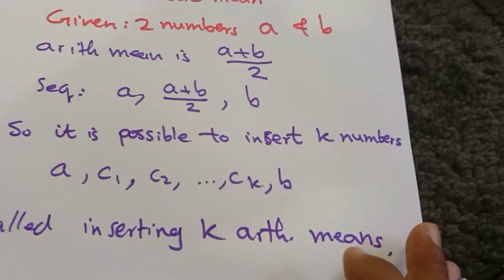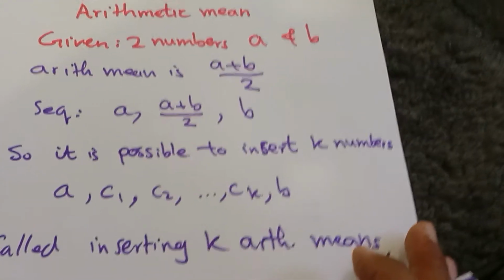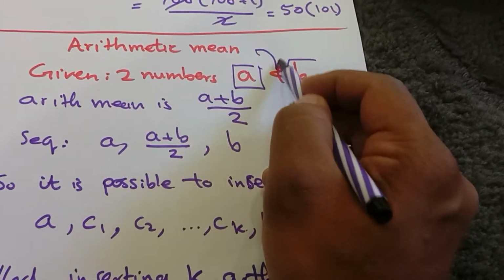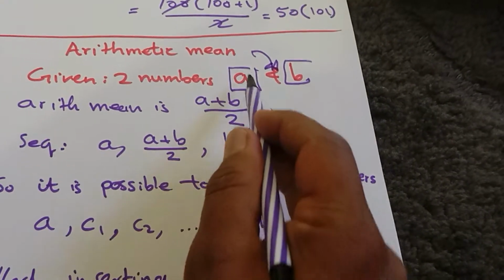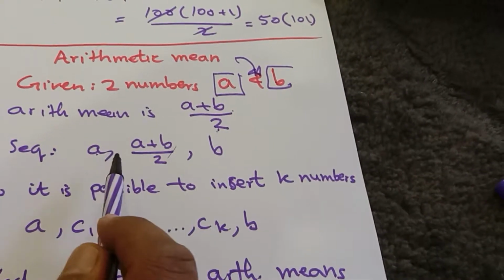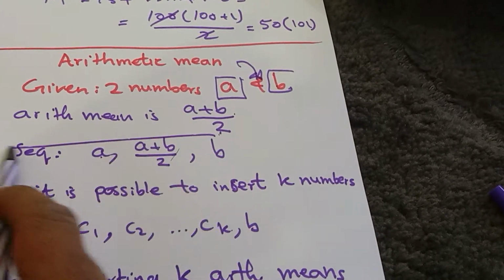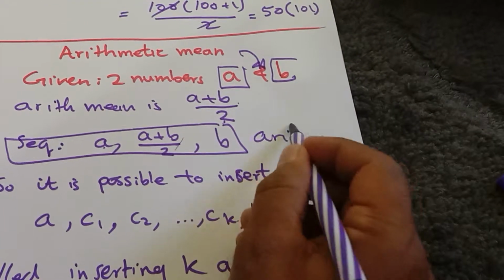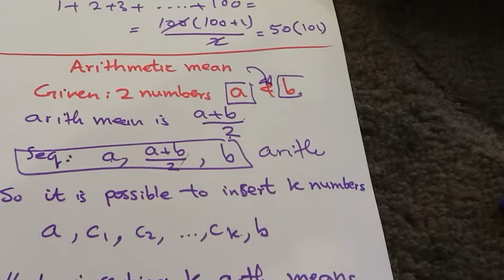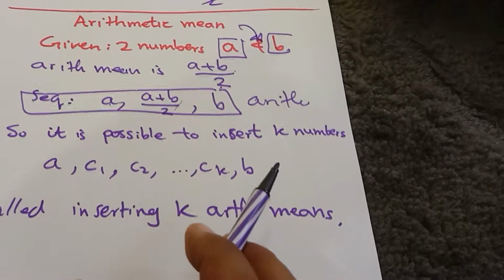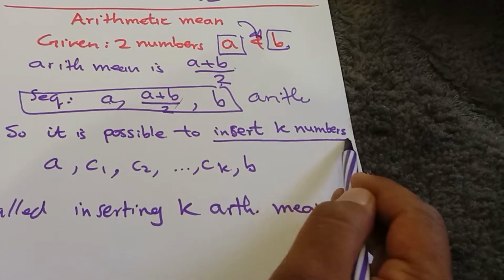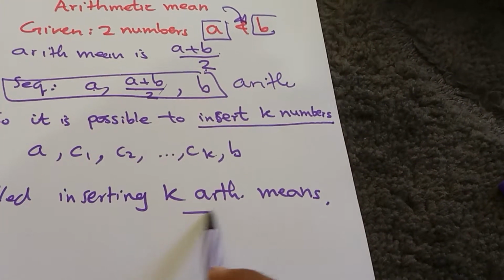Here what we are having is the arithmetic mean. Arithmetic mean means you are given two numbers, a and b, and you need to insert the mean between them, which is just to add them and divide by 2. So this is a plus b over 2. You can look at a, the mean, and b now as an arithmetic sequence, and the difference is the same as here. You can check this.